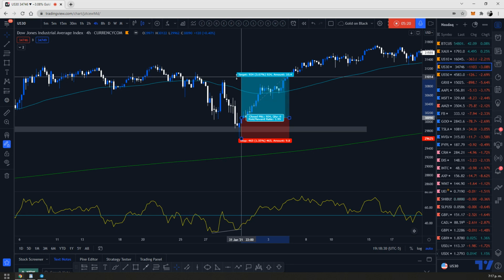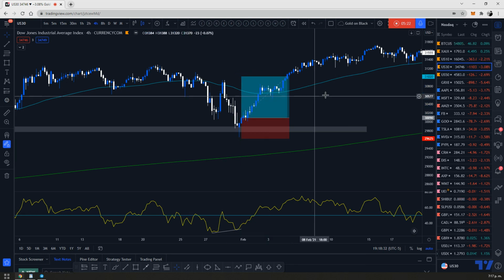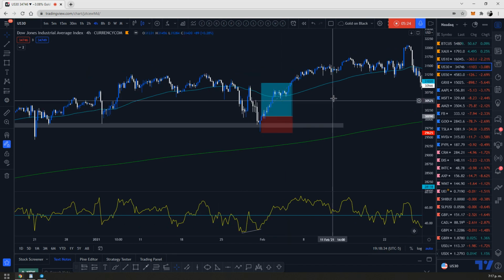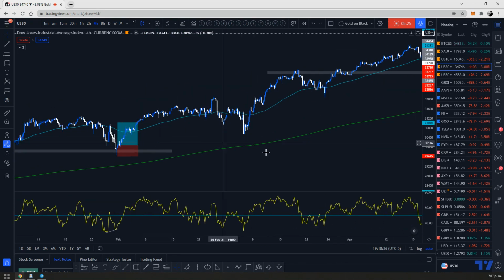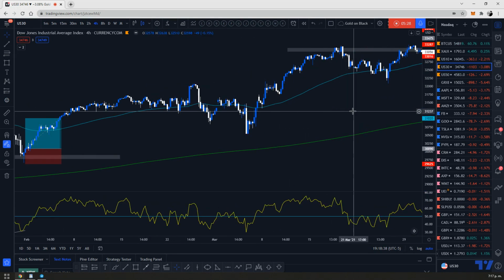Okay, it's not a pretty entry. I have to admit it. It's not the best entry, but it's something you can do. So when the market, you see right here, it drops again.